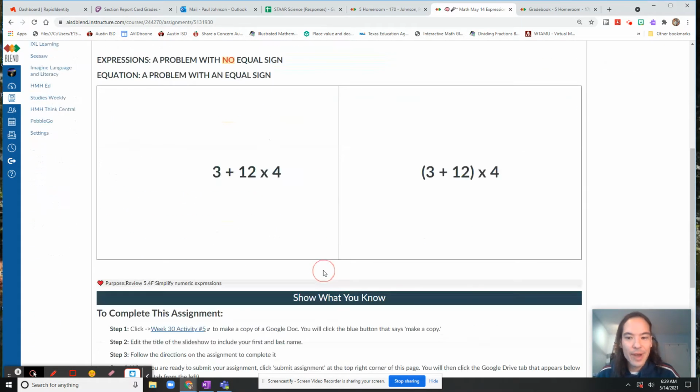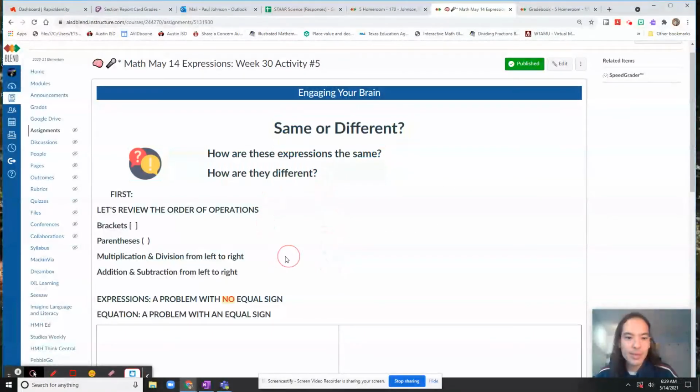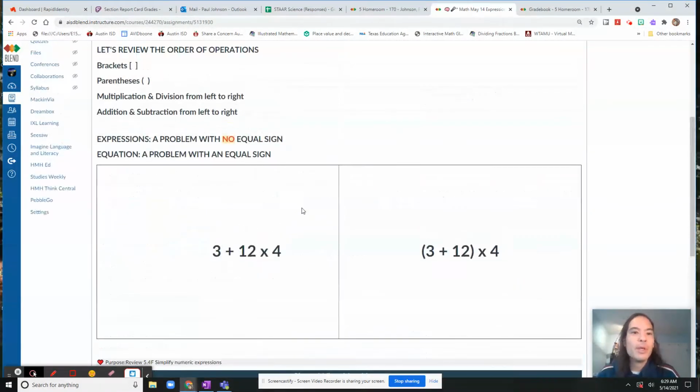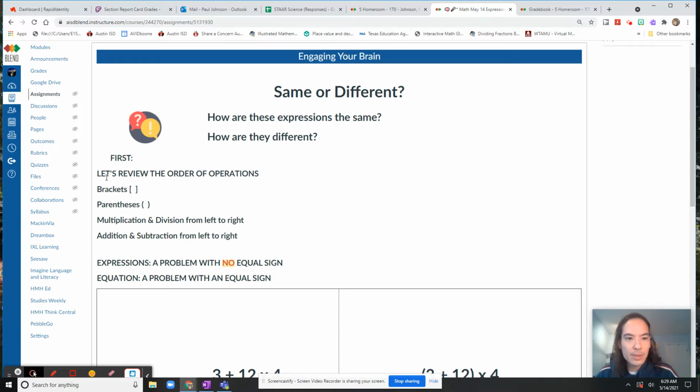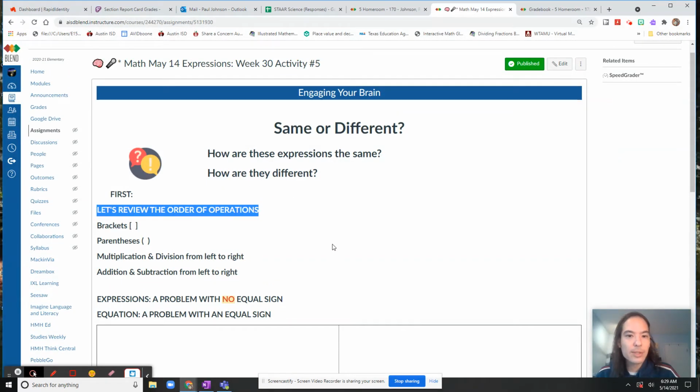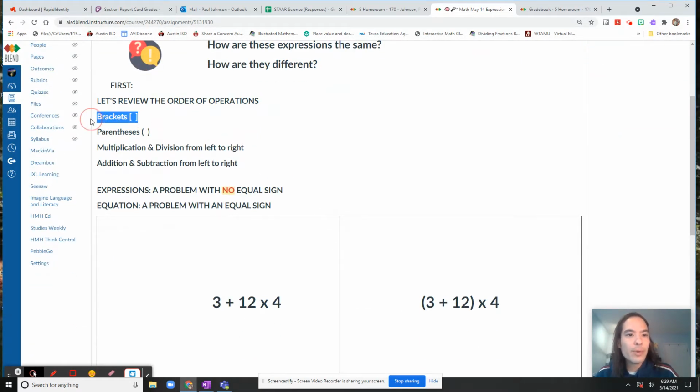We're going to start off, we have kind of a two-part assignment, and then you have a quiz today. Order of operations, we're still looking at order of operations. So let's review our order of operations.